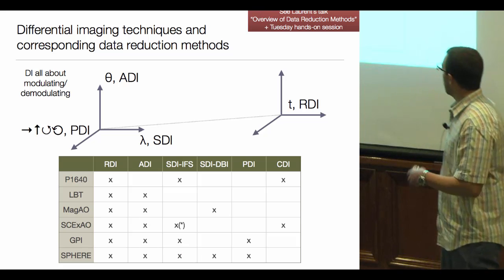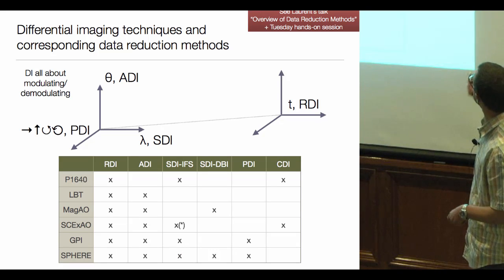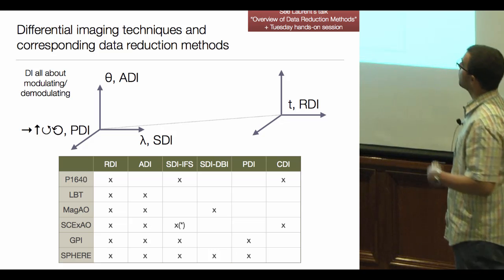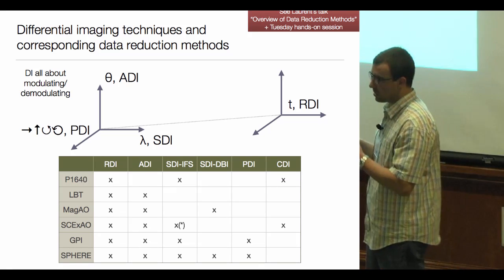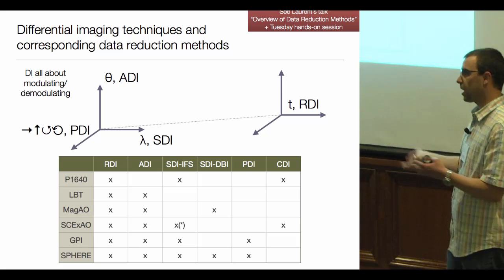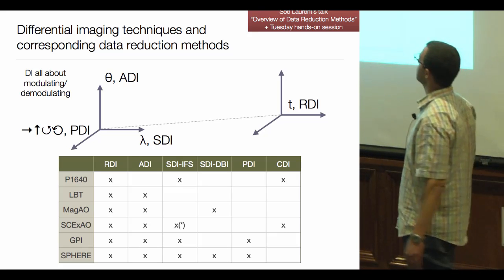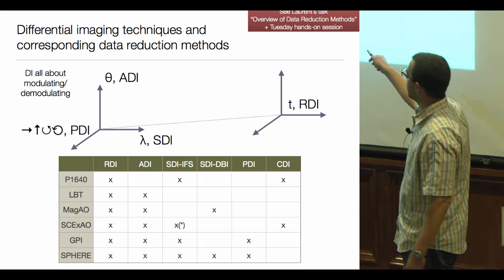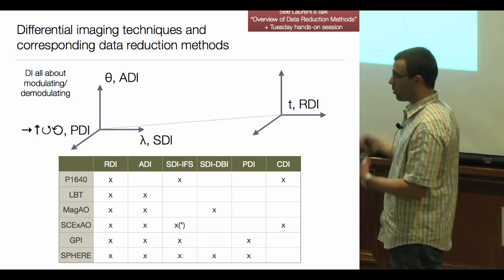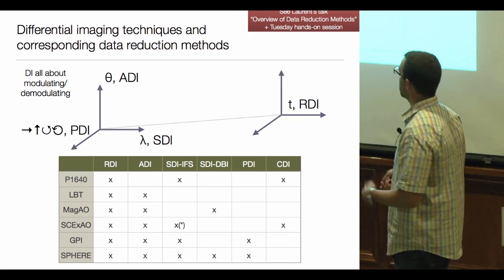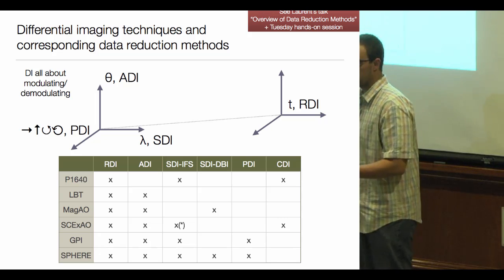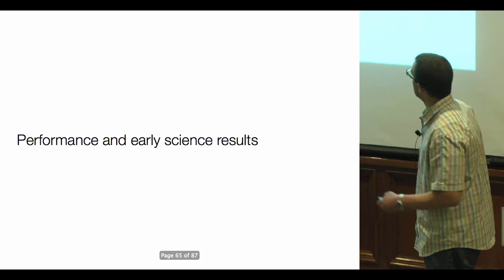So now, differential imaging. I think I'm going to skip this because there is a hands-on session about it. All I want you to remember about differential imaging is it's all about modulating and demodulating your astrophysical signal to disentangle speckles from planets. You can do that by taking advantage of the field rotation, the spectral behavior of speckles, polarization. You can use time and your library of reference images and so forth.